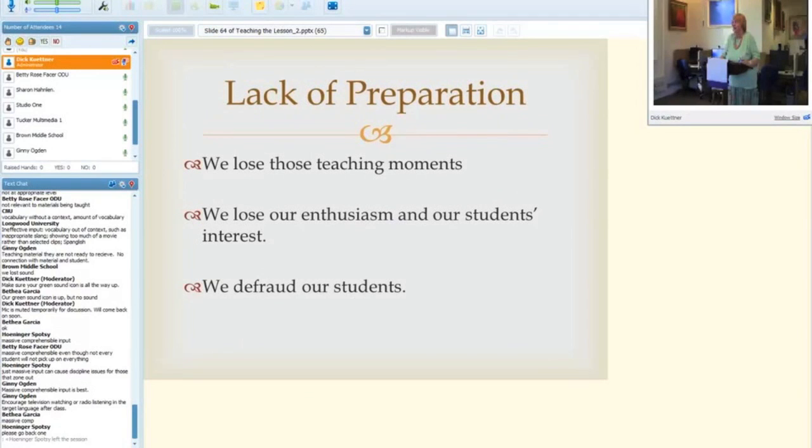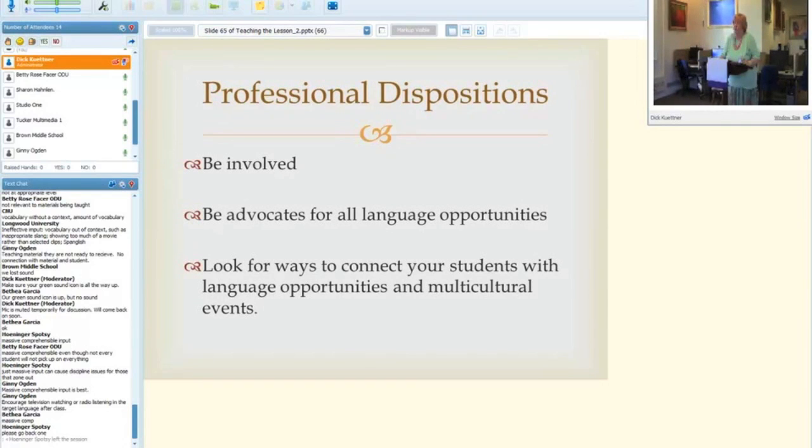So what happens if we don't do these? I know. I've experienced these moments. We lose the teaching moments. We lose our enthusiasm and the students' interest, and we defraud our students. And we don't want to do that. So be involved, be advocates for all language opportunities, and look for ways to connect your students with language opportunities and with multicultural events.